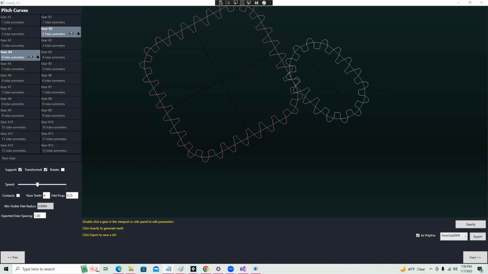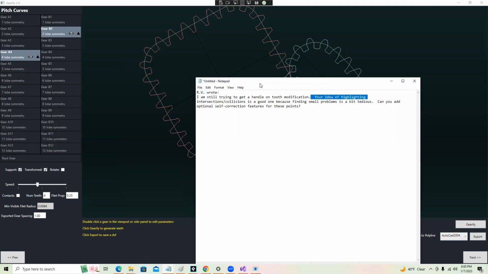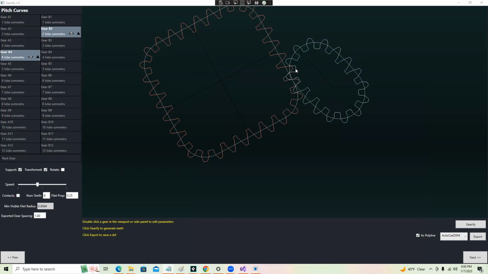But as my father wrote in his one email to me, he said, "I am still trying to get a handle on tooth modifications. Your idea of highlighting intersections, collisions, is a good one because finding small problems is a bit tedious. Can you add optional self-correction features for these points?" So I did to some degree foresee this, but I didn't exactly foresee how tricky it could at times be. I guess I thought it would be easier to just adjust the parameterizations to handle all possible collisions. But some of them are really sneaky.